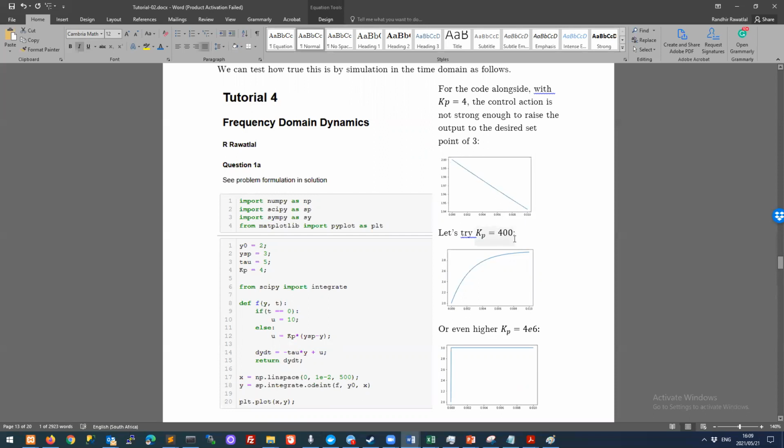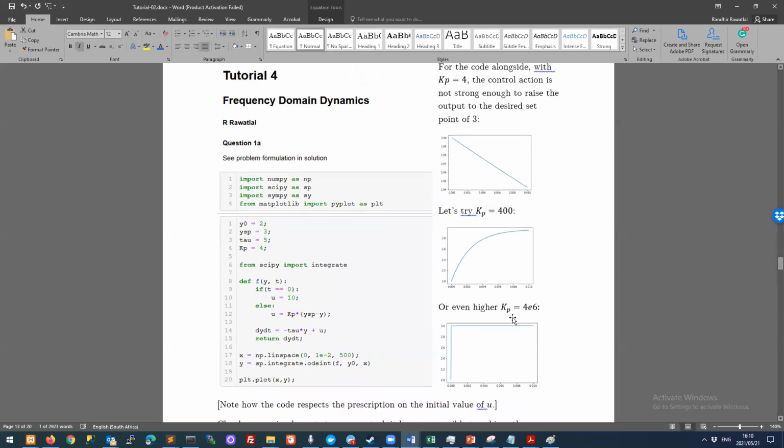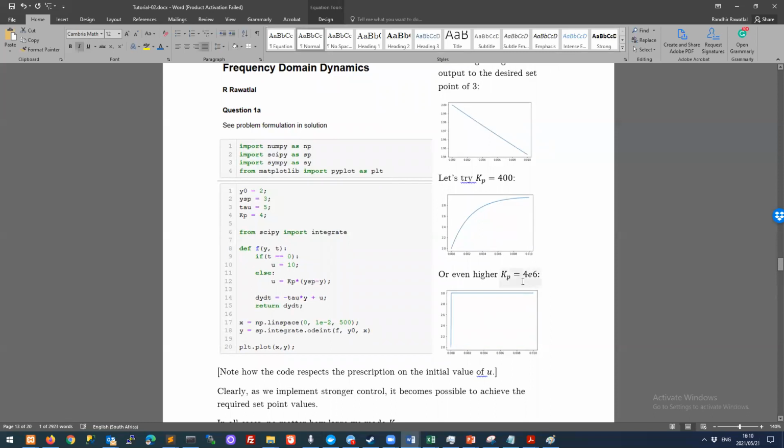It doesn't reach the 3. But if you use a Kp of 400, you can see it's going up to a value of 3 here. It hasn't reached there yet. Obviously, as you get closer to the 3, the difference between y and y_sp gets smaller and smaller, but it is going towards the 3. If you use an extremely high value, 4 million, I'm using crazy numbers here, then it shoots up to the 3 and it stays on the 3.